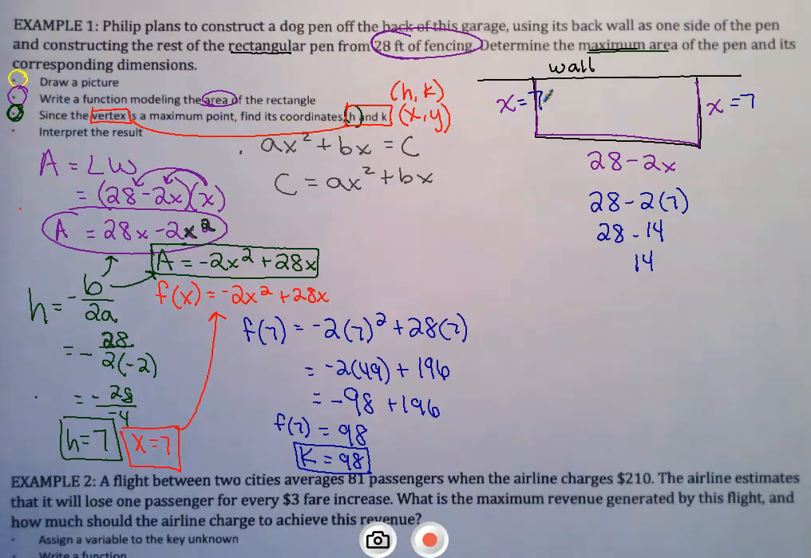So is that not the right answer? No, that is the right answer. But it says calculate and determine the maximum area of the pen, which is 98, which is what our K value is. What do you mean maximum area? That's the area inside. So if we calculated the area in here, it's going to be 98 square feet.